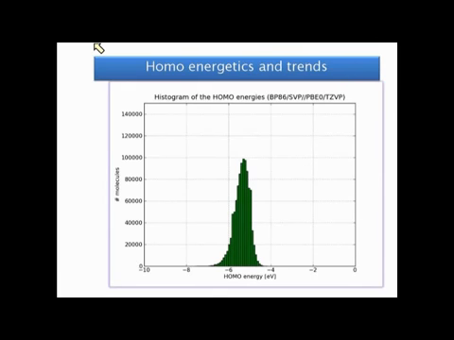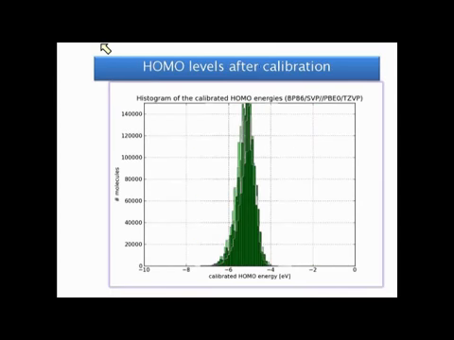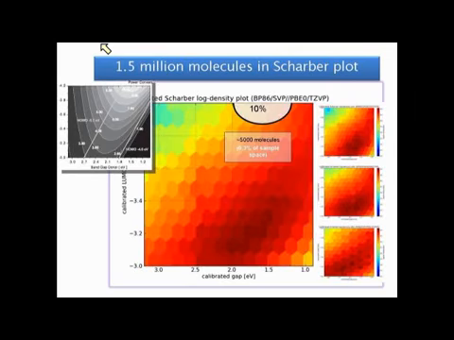Okay. So what you can see in this plot, which is slightly technical, is that some of those different levels of theory give us different levels for the highest occupied molecular orbital, and you see them here as slightly different colored curves. Okay, we can then calibrate to experiment, and as you can see, after we calibrate to experiment, all of them lie in the same area.